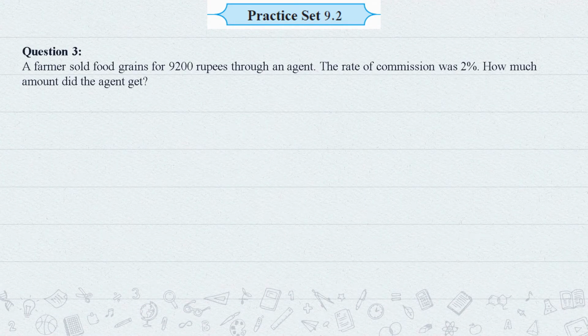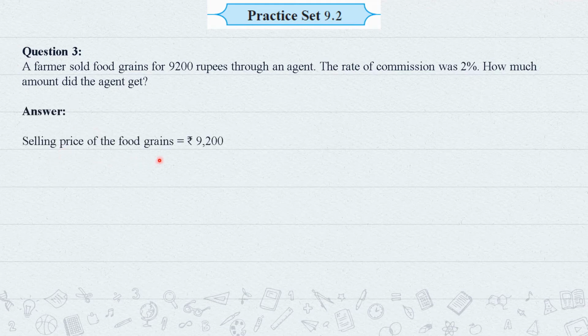Let us do question 3. Question 3 says a farmer sold food grains for 9,200 rupees through an agent. The rate of commission was 2%. How much amount did the agent get? It's a very similar type of sum. So let us start with the solution.